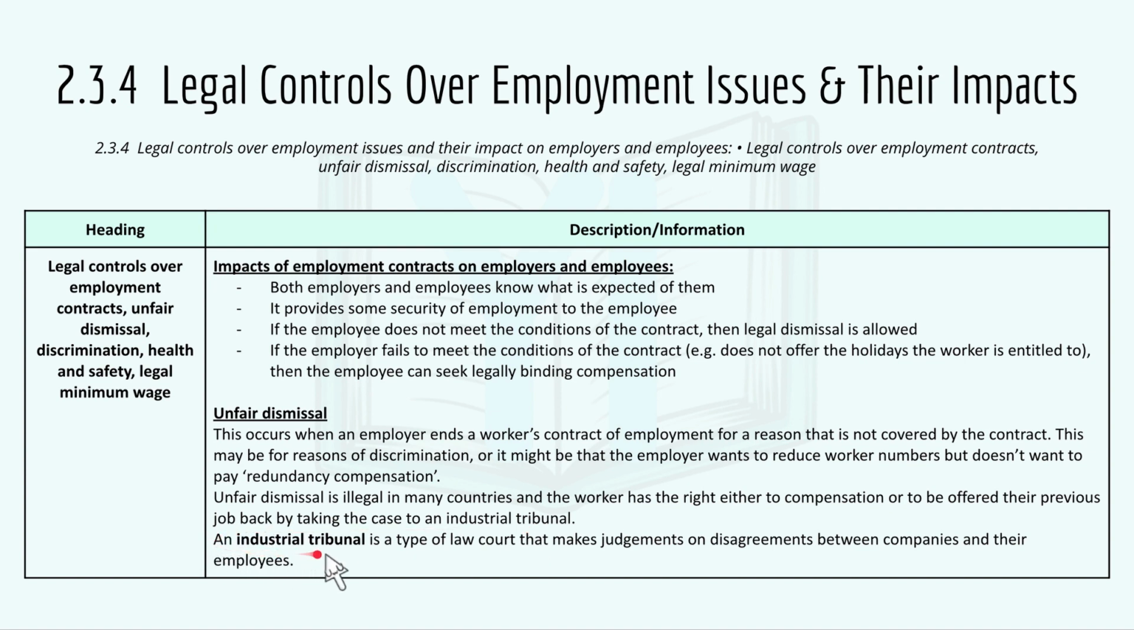An industrial tribunal is a type of law court that makes judgment on disagreements between companies and their employees. So basically, it's covered in the labor laws that unfair dismissal is illegal and it can be taken to law.